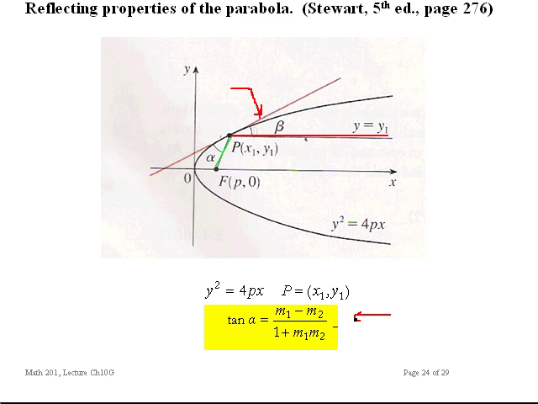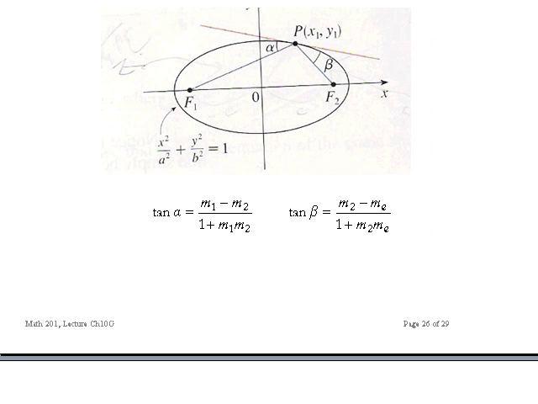That shows angle of incidence equals angle of reflection, and that's what we wanted to show. Now we'll do the same thing for the ellipse. For the ellipse, a reflecting property says that a ray emanating from focus 1 hitting the edge of the ellipse is reflected to focus 2. That's a reflecting property of the ellipse.